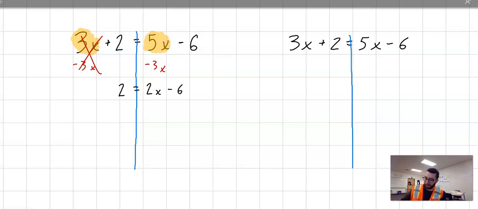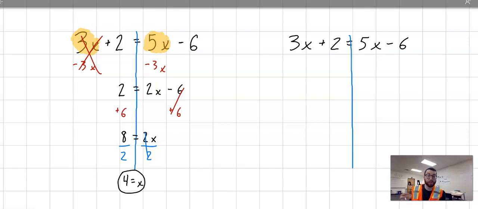Now you just have a two-step equation, so you just get x by itself. I could add 6 to both sides to make that cancel out. And now this says 8 equals 2x. My last step would be divide each side by 2. 8 divided by 2 is 4, so x equals 4.